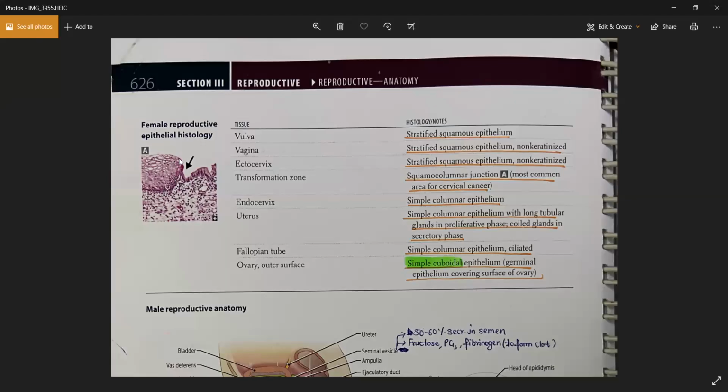Then this is the transformation zone. And from this zone, all the layers are columnar epithelium, as you can see, right? So this is the female reproductive histology. Now, I told you also that all these structures which are formed by the Mullerian duct always have columnar epithelium, right? So the Mullerian duct always forms columnar epithelium.